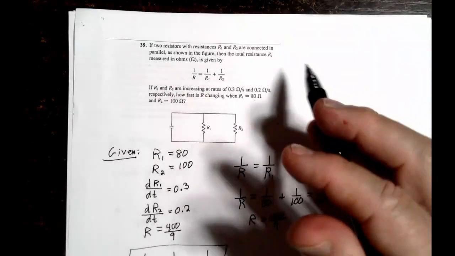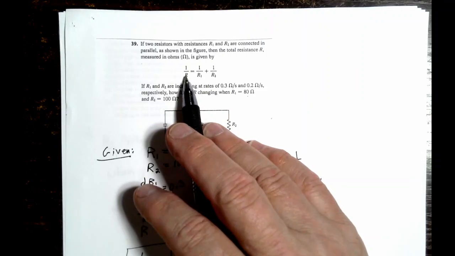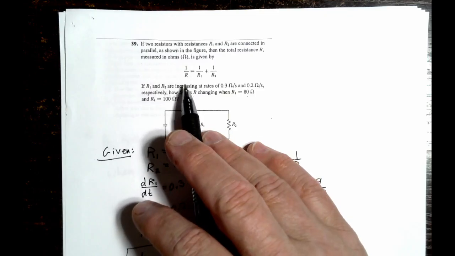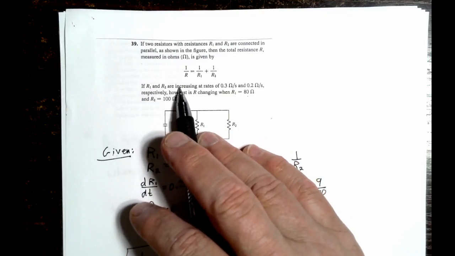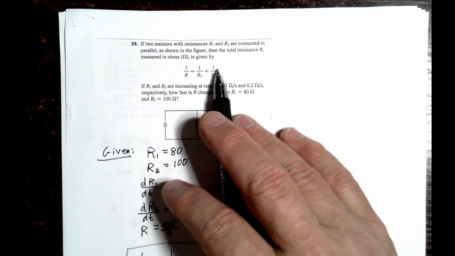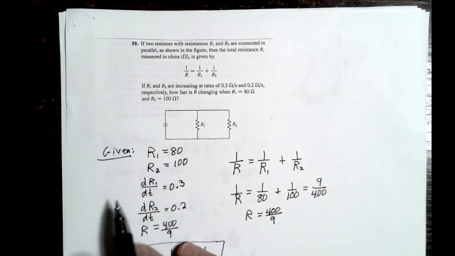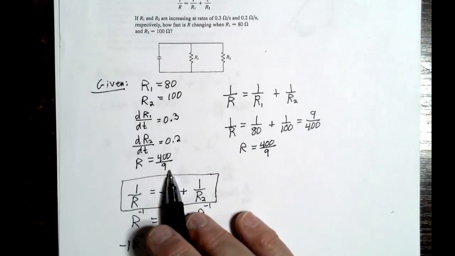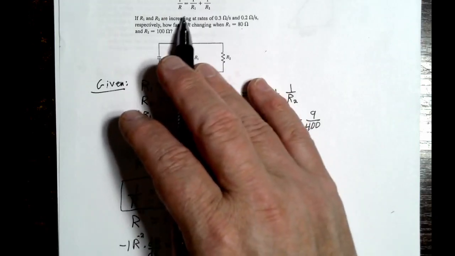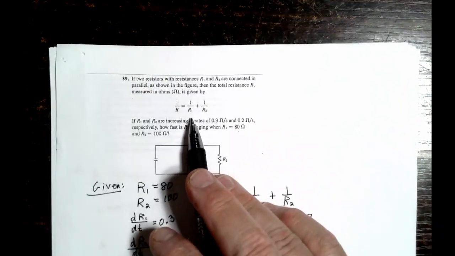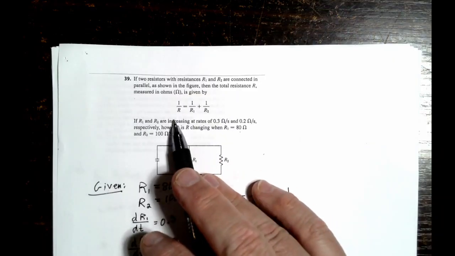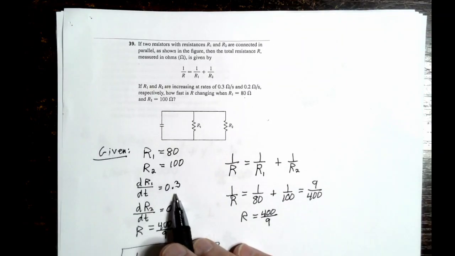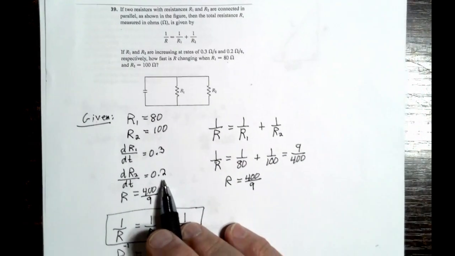Now this one's kind of a nightmare here. You've got resistors R1 and R2. The formula for the total resistance R is 1 over R equals 1 over R1 plus 1 over R2. Okay, so at one point they give you R1 is 80, R2 is 100, so you can calculate that R is 400 over 9. If you do the math, trust me, if you plug in 80 here, 100 here, you'll get 400 over 9 for R. We know that R1 prime is 0.3, R2 prime is 0.2.